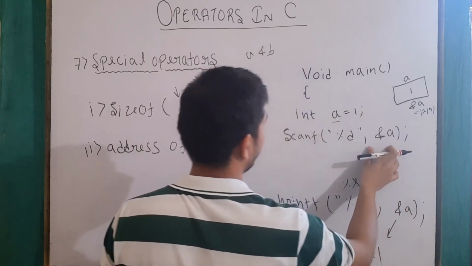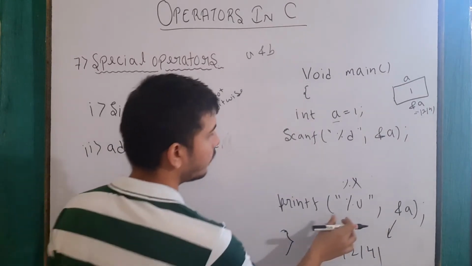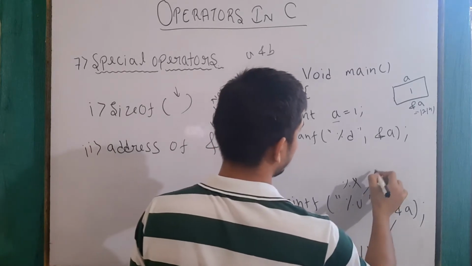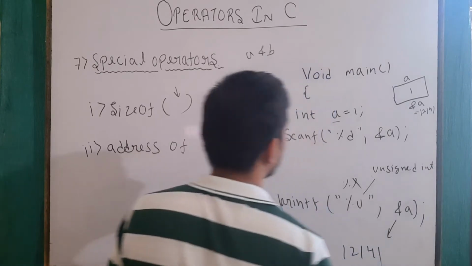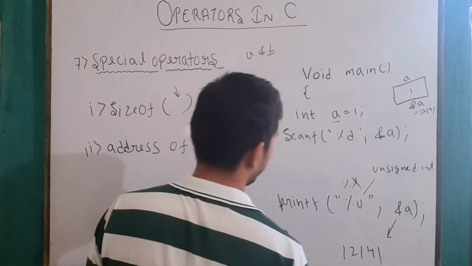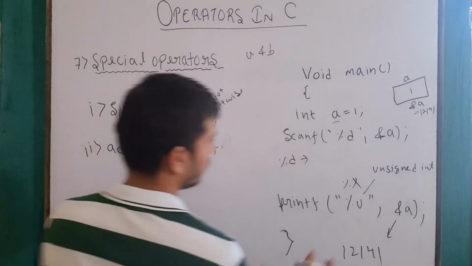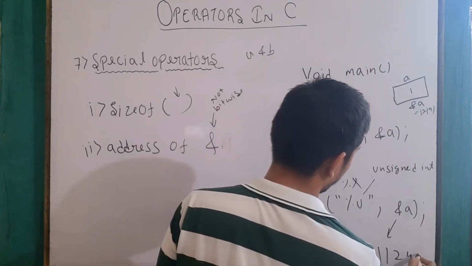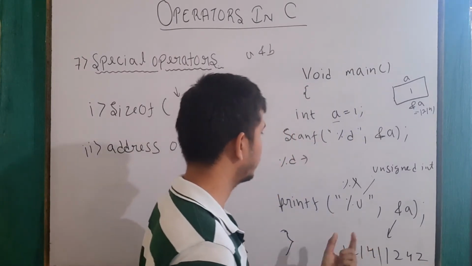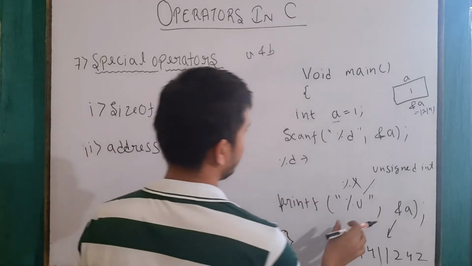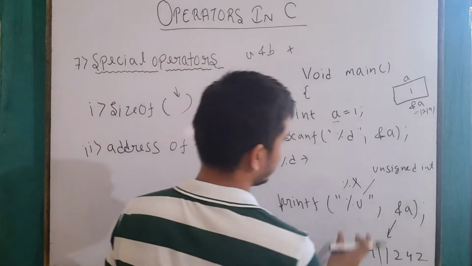Okay, and if I want to print that address, I have to use something like this. I am using %u here because this is for unsigned int and it can give me larger values. For larger values, while %d is used for printing smaller ranges of values. For example, here %u could be 12142. It is possible to print this using %u, but it is not possible to print this using %d.